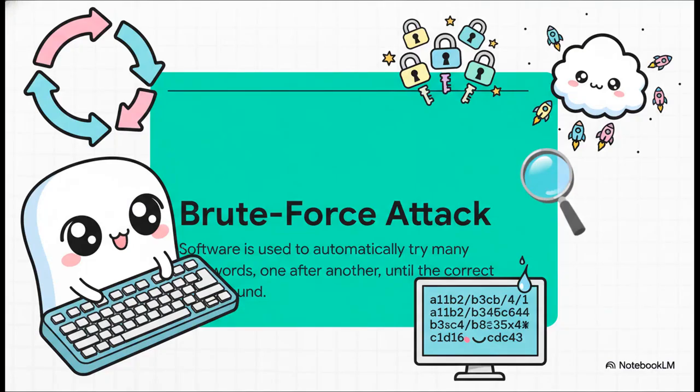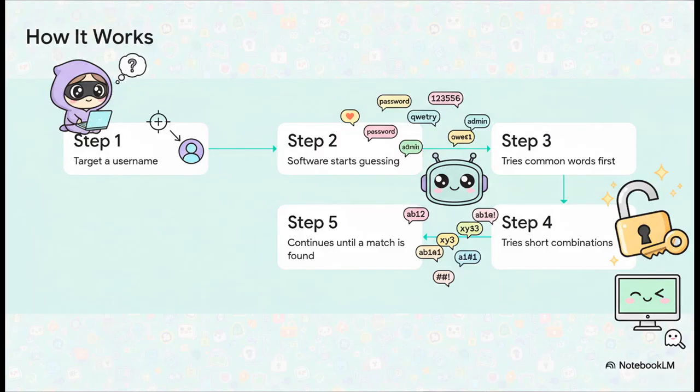Well, one of the most common ways is called a brute force attack. And the name pretty much says it all. This isn't some super clever, sneaky trick. It's just about using raw, repetitive power. An attacker uses a program that just tries to guess the password over and over again automatically until it stumbles on the right one. And it's not totally random. It's actually quite methodical. First, the attacker targets a specific username. Then, they let the software do its thing. The program will usually start by trying all the really obvious common passwords first, you know, things like password or 123456. Then it'll try short combinations. And it just keeps on trying, guessing thousands of combinations a second, until it finds a match.